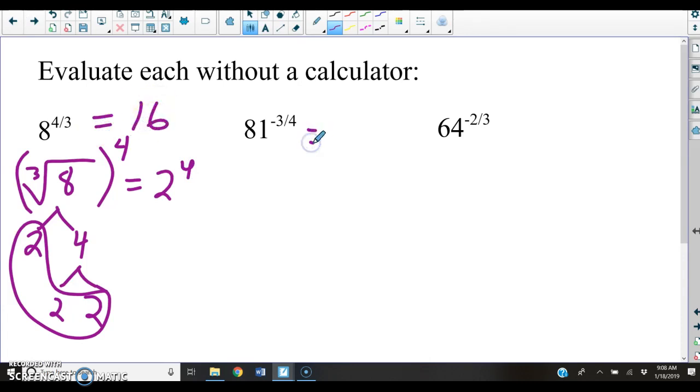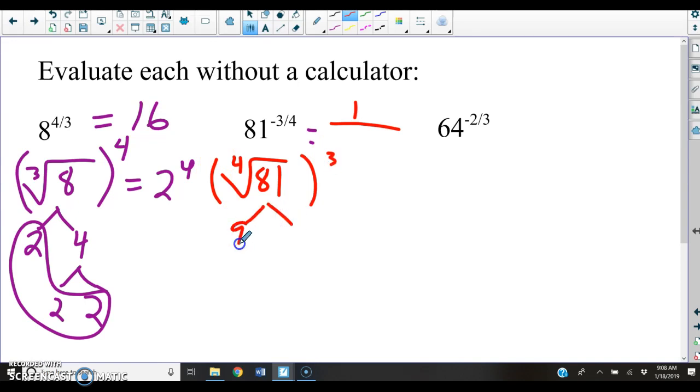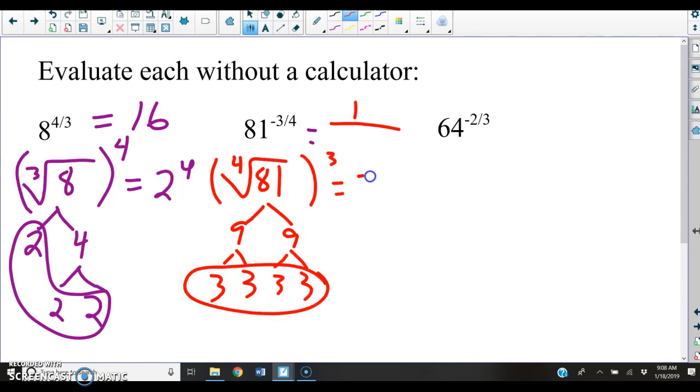Okay, so 81 to the negative 3/4, that's going to be 1 over because it's negative. So when we do the 4th root of 81, and then we'll cube it, we just did this a little bit ago too. We got 3s. Okay, so this would be 3 cubed, and that gives us 27. So the 81 to the negative 3/4 is going to be 1 over 27.